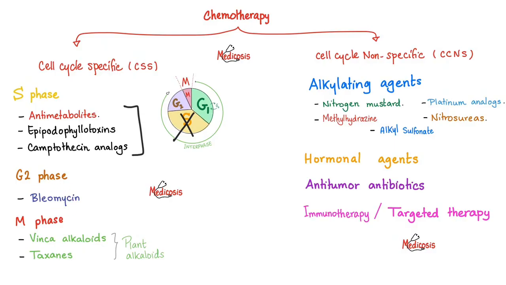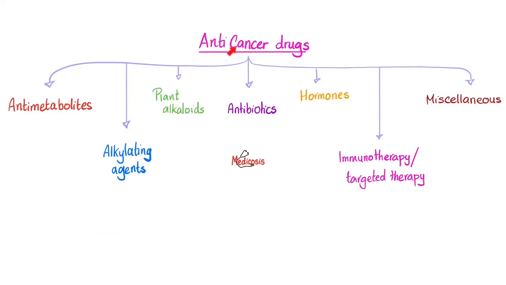Next, medications that target the G2 phase include bleomycin. Medications that target the M phase include the vinca alkaloids and the taxanes. Then we have cell cycle nonspecific. So, yeah, they kill cancer cells, but they do not target a specific cycle phase. And these include all the following. So the anti-cancer drugs or the chemotherapeutic agents are many. They include antimetabolites, alkylating agents, plant alkaloids, antibiotic chemotherapy, hormones, immunotherapy, targeted therapy, and miscellaneous.